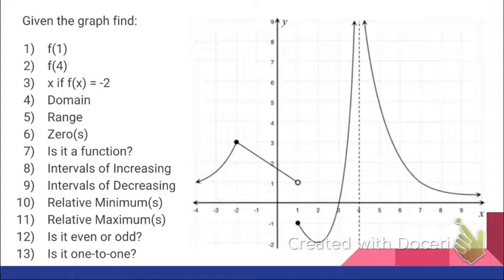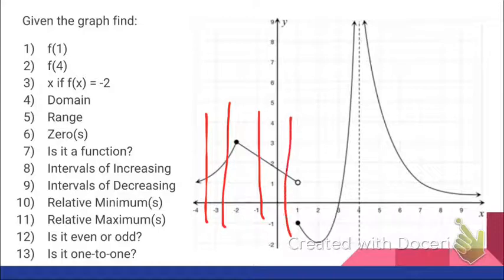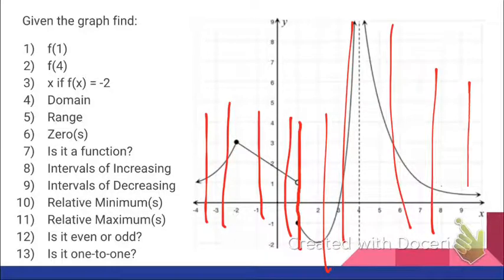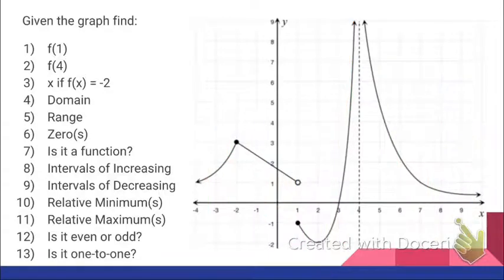Is it a function? Well, it passes the vertical line test. No matter where we draw a vertical line, it's going to hit the graph at one point. Even right here, it goes through the open circle and then hits the closed circle. So all these vertical lines hit the graph at one point. So yes, it is a function.